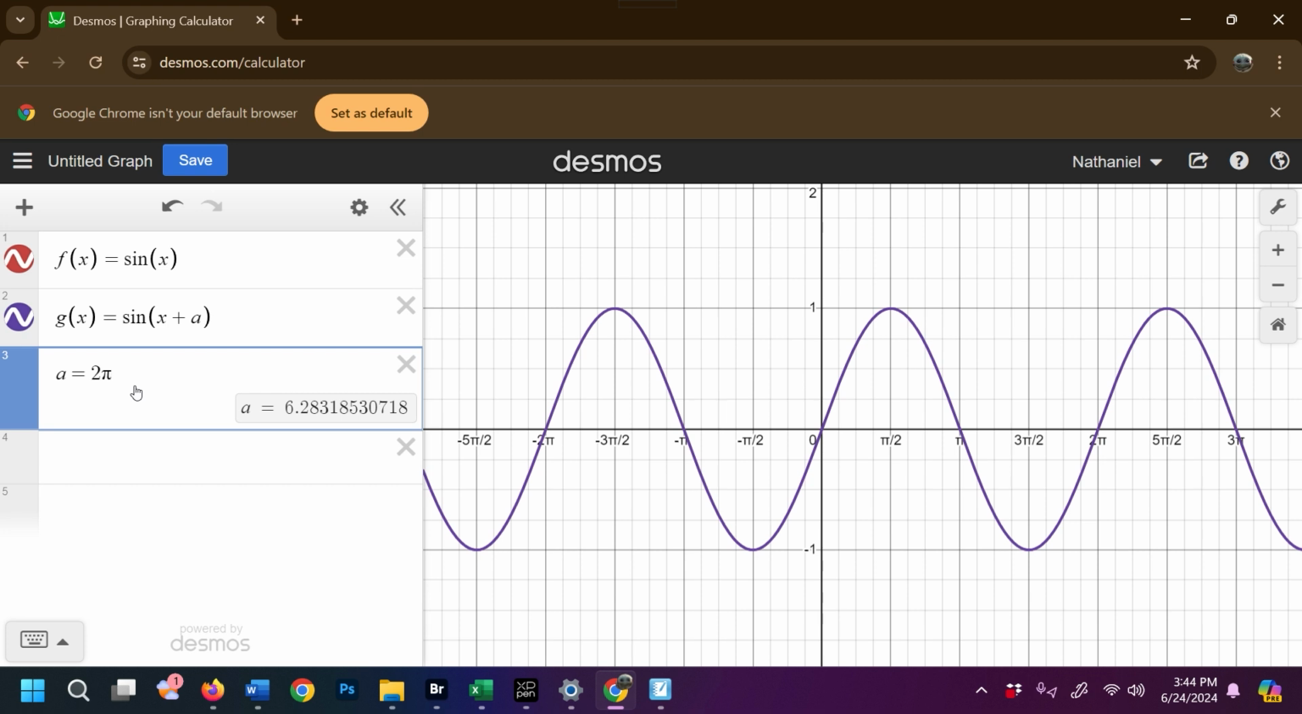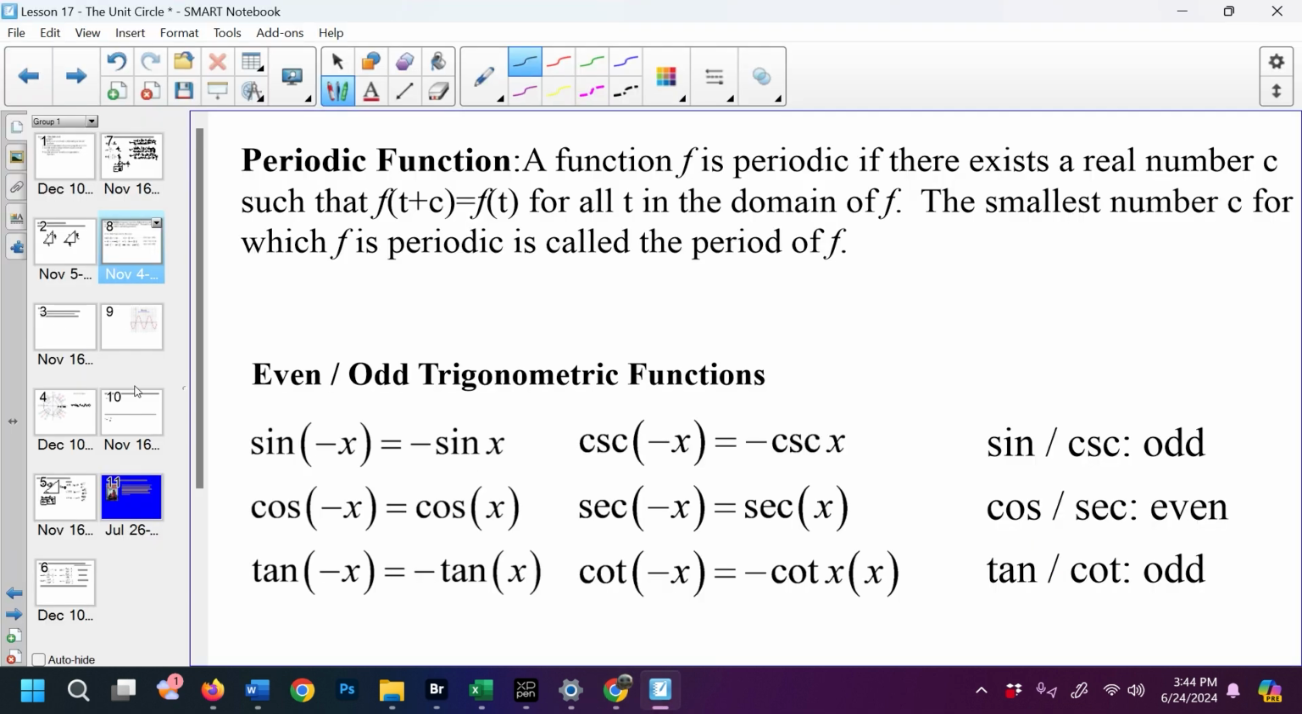Now there are multiple values for a that will make these two functions line up. But the smallest value that makes them line up is the period. And in this case, the period of sine x is 2 pi. Even odd trigonometric functions. I know in Algebra 2 we talked about even and odd functions, and they're a little bit different. An even function is symmetric about the y-axis, and odd function is symmetric about the origin.